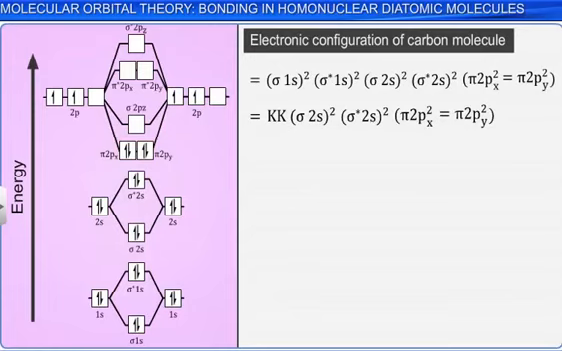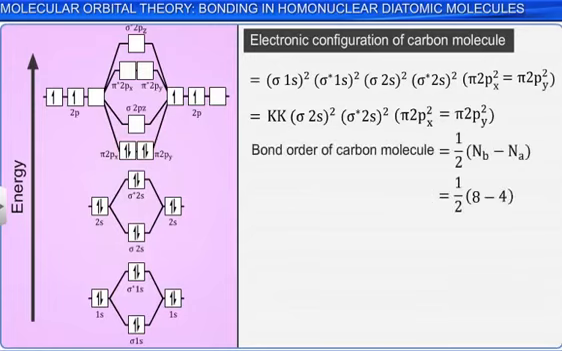The bond order of carbon can therefore be calculated as half of (8 minus 4), which equals 2. In a carbon molecule, the two atoms have a double bond between them. Both the bonds are pi bonds due to the presence of 4 electrons in 2 pi molecular orbitals. A carbon molecule is diamagnetic, as no unpaired electron is present in its molecular orbitals. It is found to exist in the vapor phase.